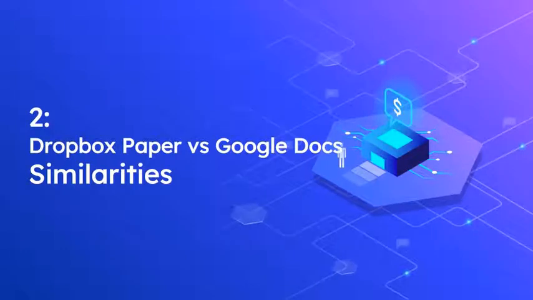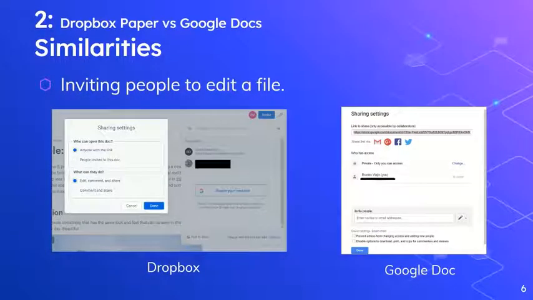Now, the second part, Dropbox Paper versus Google Docs, the similarities. So the following are the common features to both Dropbox Paper and the Google Document. First is inviting people to edit a file. For collaborating, Dropbox Paper is about the same as Google Drive. You can invite people to edit a file by sharing it, adding them via email, or posting a link.